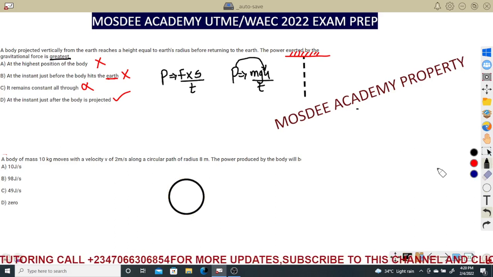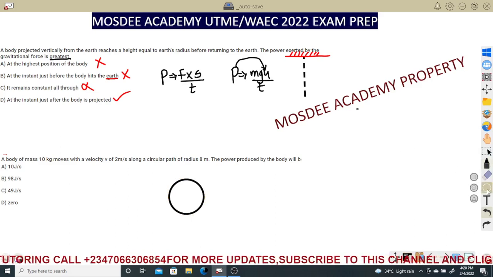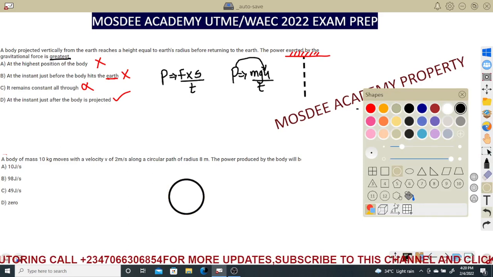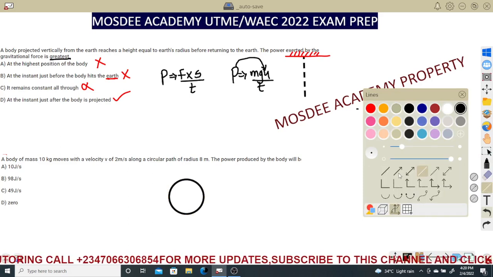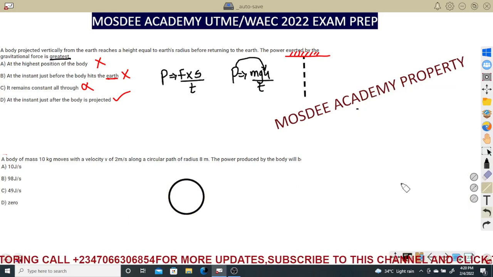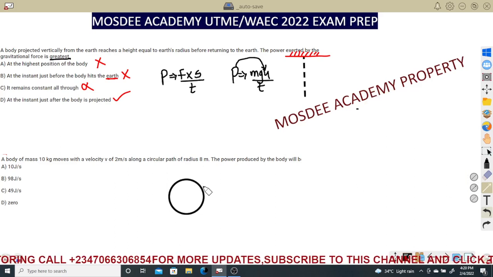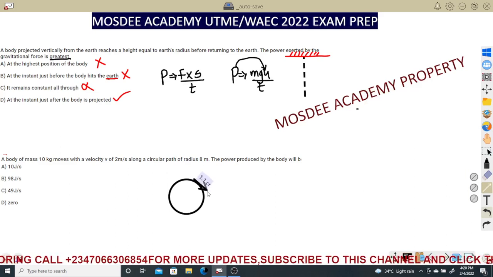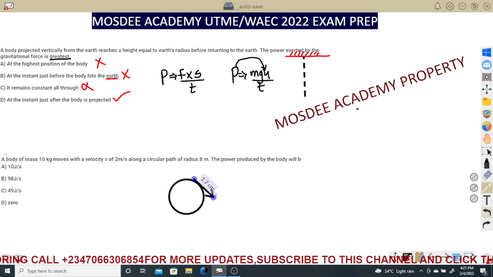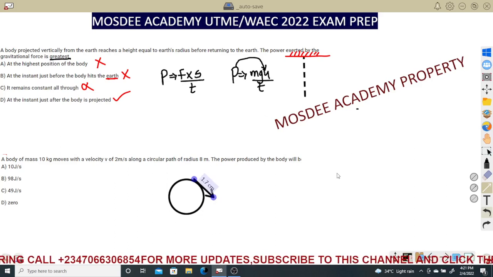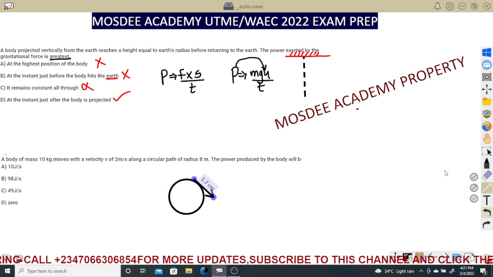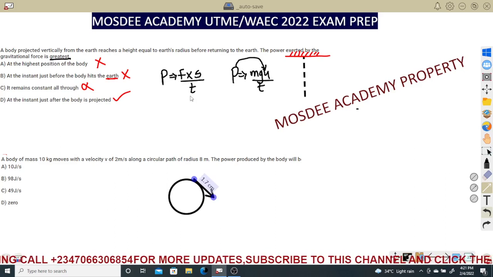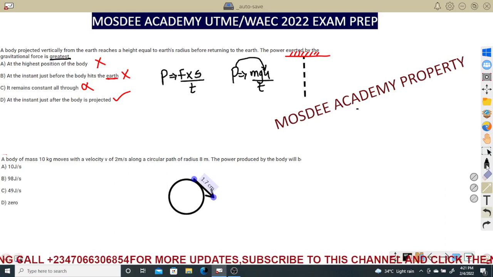Look at the question. When a body is moving along a circular path, it is moving at constant velocity. When you are now to calculate power, power is equal to force times velocity. We've talked about the concept: force times distance over time is velocity.